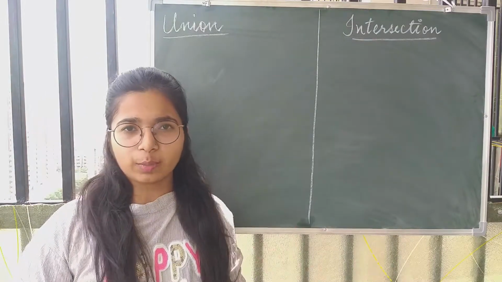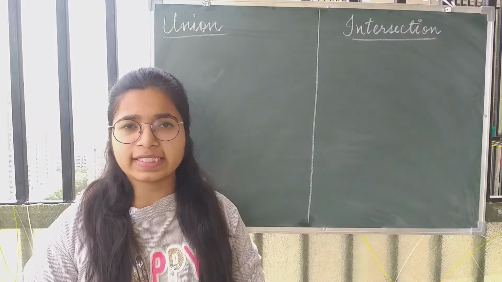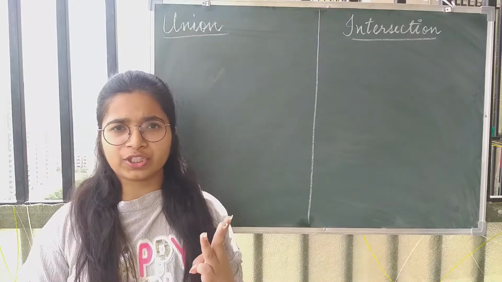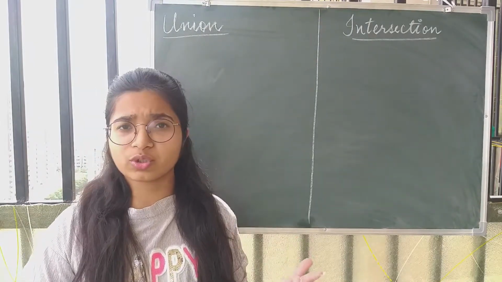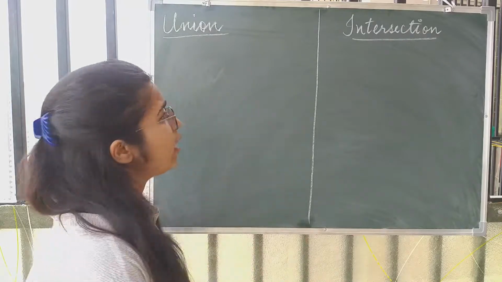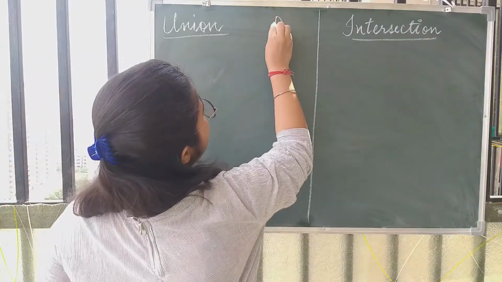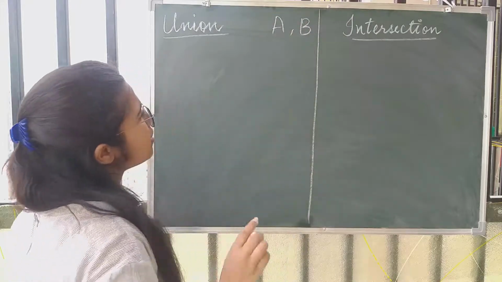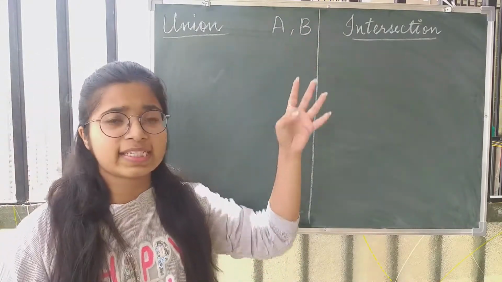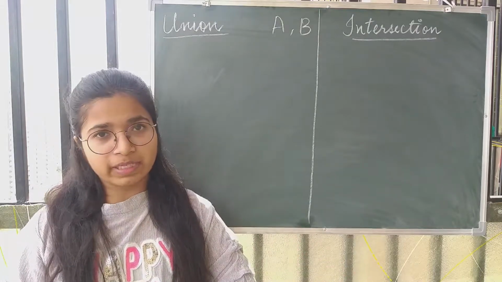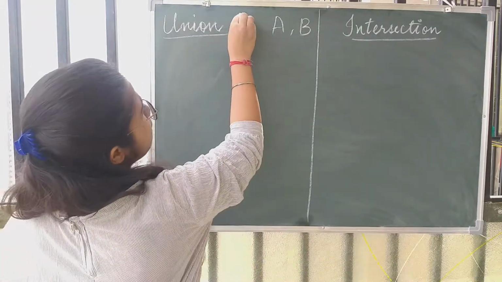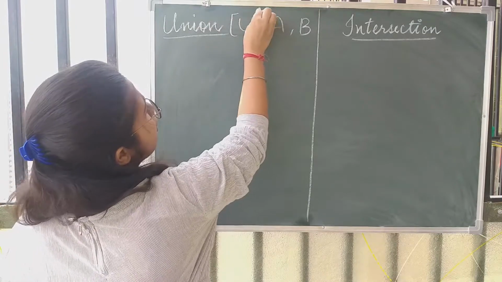So there are different operations that we study on sets. To be precise, there are three operations. Number one is union, number two is intersection, and number three is the difference of two sets. Now suppose A and B are two sets. So we say the union of two sets is a set which has all the elements of A as well as B, and we use the symbol this.